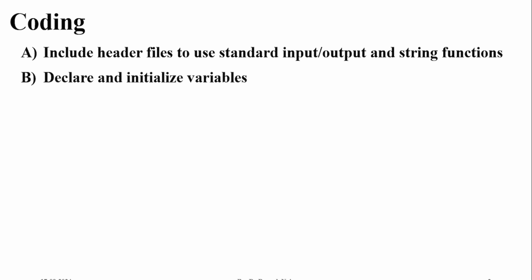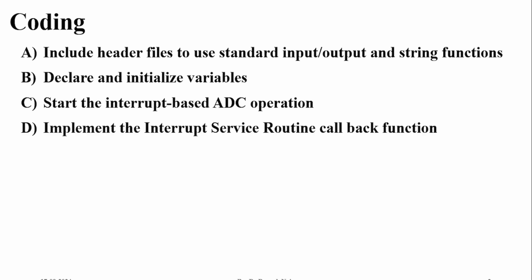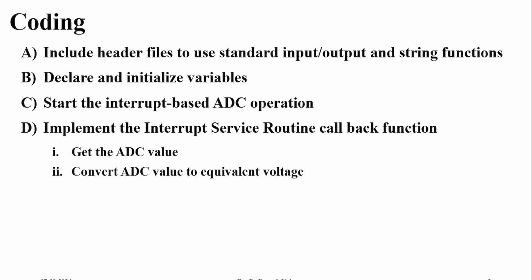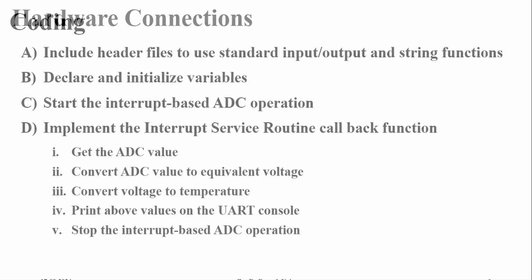We will declare and initialize some variables. We will start the interrupt based ADC so that we can use the CPU more efficiently. Then in the interrupt service routine callback function, we will get the ADC value. Then we will convert the ADC value to its equivalent voltage. Then we will convert the voltage to its equivalent temperature, and then print the above values on the UART console. Then at the end we will stop the interrupt and repeat the process.